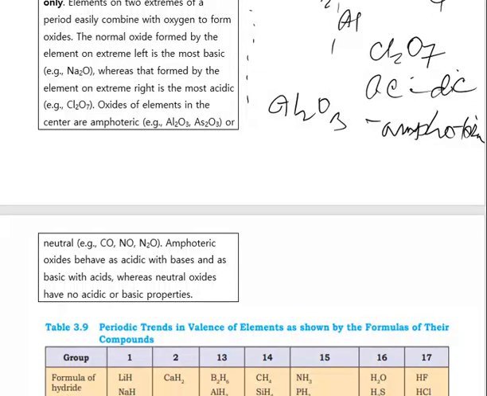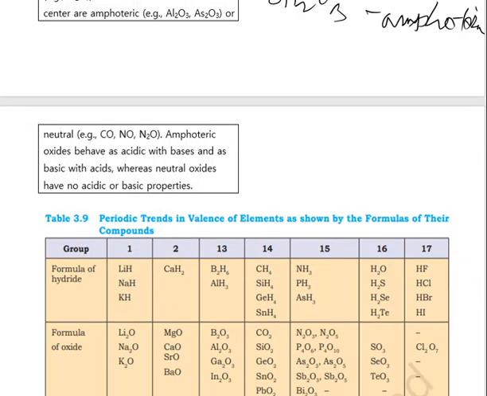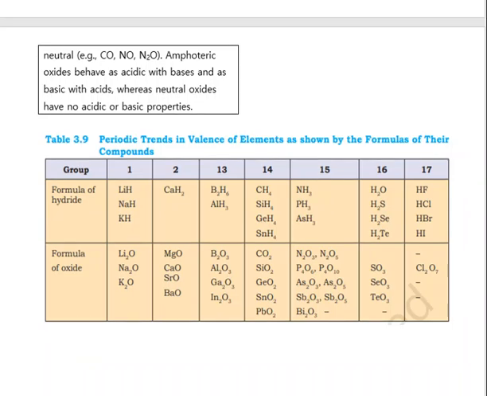And at last, let us look at some compounds of the elements in the periodic table. They are hydrides. Group 1 elements: lithium hydride, sodium hydride, potassium hydride. Group 2 element: calcium hydride. Group 13 elements: B2H6 or AlH3, and group 14: CH4, SiH4, etcetera. Up to 14, what happens? Actually, in these hydrides, valence is equal to the number of electrons in their valence shell.